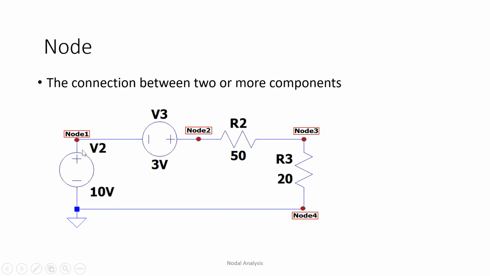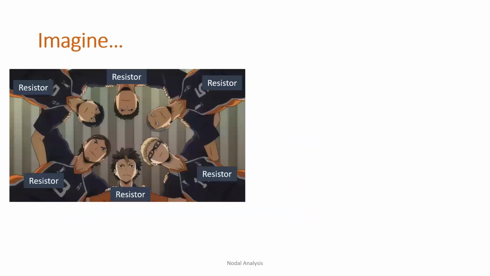And then, we count the number of nodes. So, we have node 1, node 2, node 3, and node 4. So, we have four nodes. Also, you can imagine it as, for example, we have these valuable players as resistors. So, imagine them as resistors.